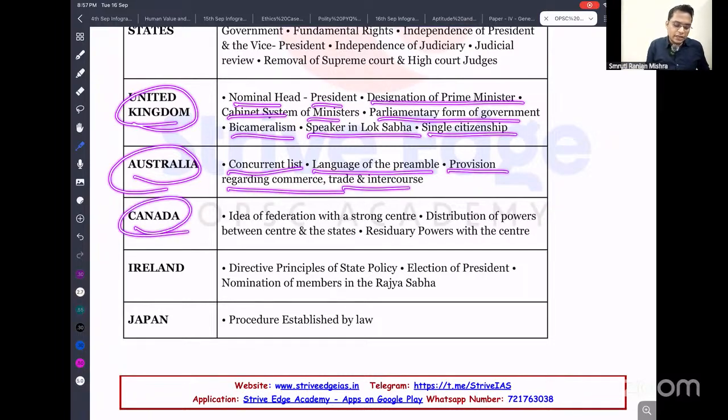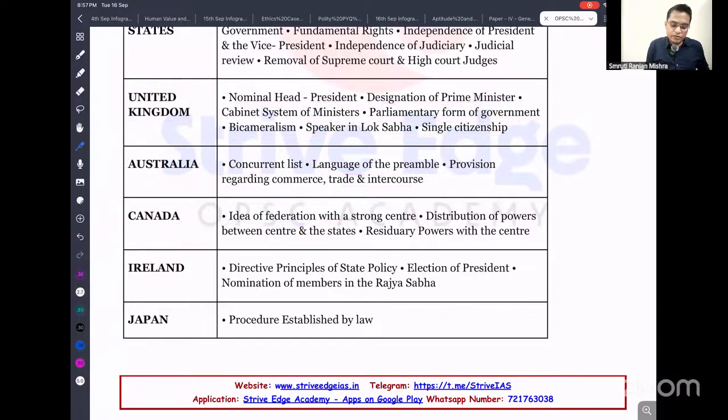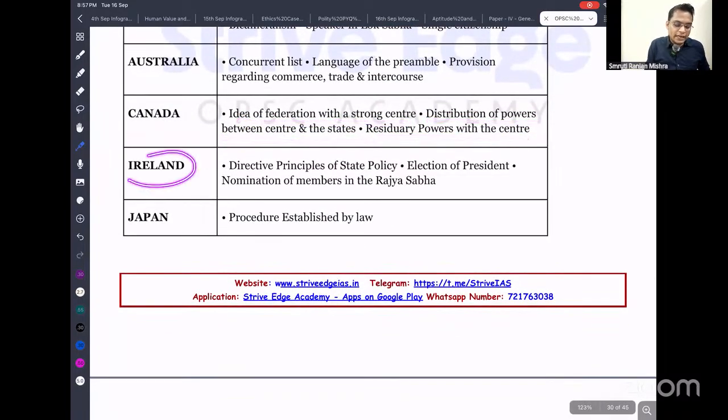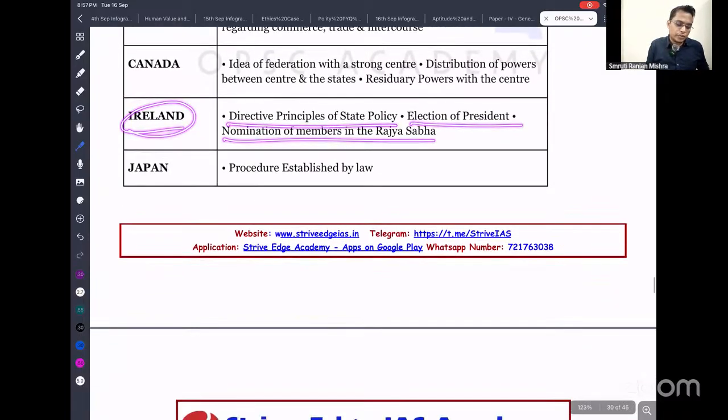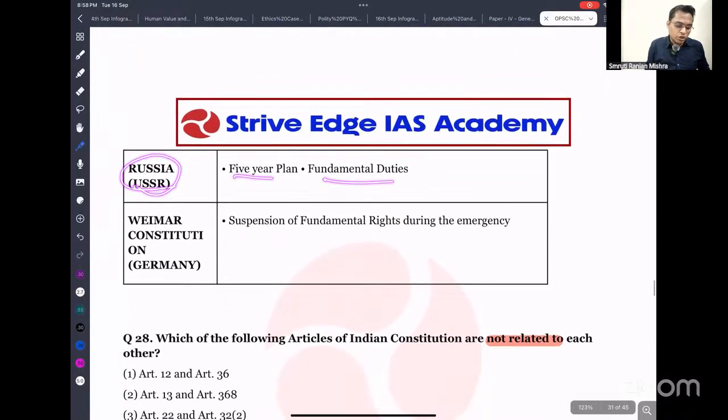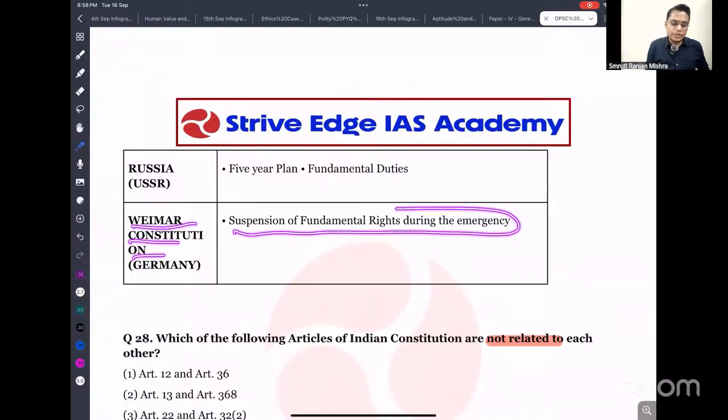Next, Canada: idea of federation with a strong center, distribution of power between center and state, residuary power with the center. Then next, Ireland: DPSP, election of the president, nomination of members of the Rajya Sabha. From Japan: procedure established by law. Russia: 5-year plan and fundamental duties. Then the Weimar Constitution of former Germany: suspension of fundamental rights during emergency.